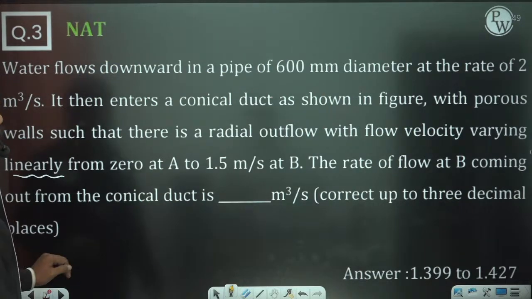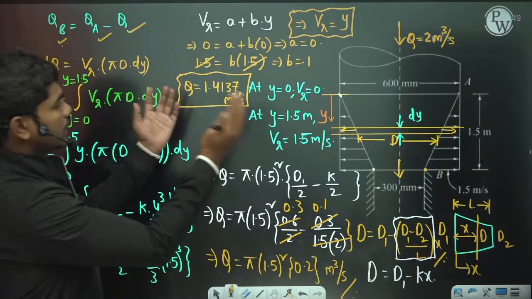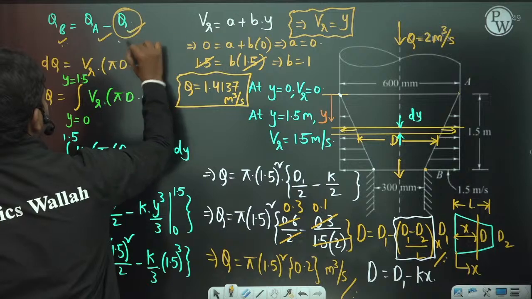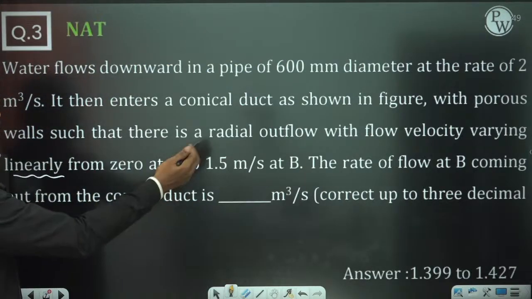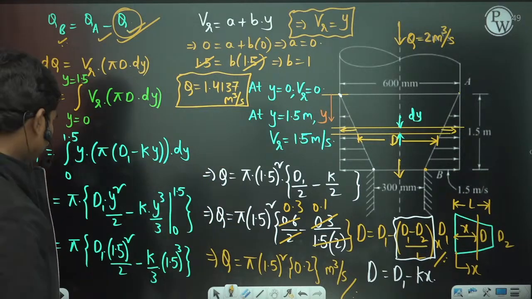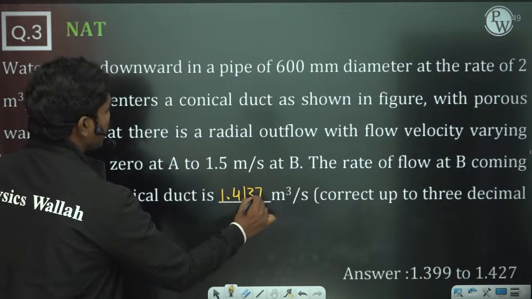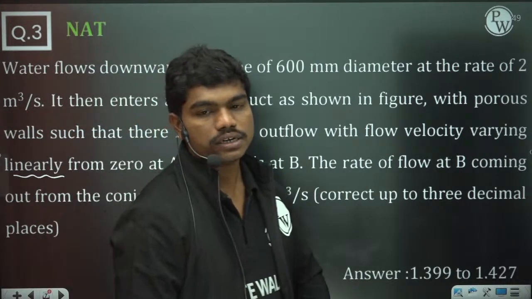Okay, so from the duct. They are asking you directly from the conical duct only. So this means basically they are asking you this Q value. Because they are asking what is the discharge from the conical duct, the value is 1.4137 meter cube per second. Because they are asking what comes out as the discharge from the conical duct.